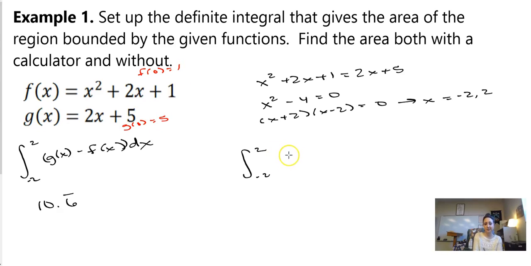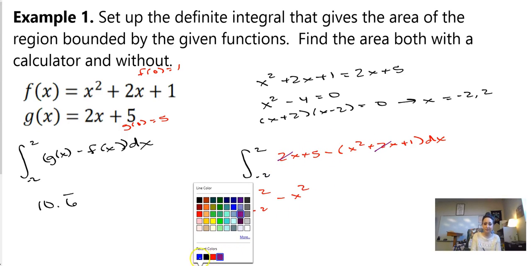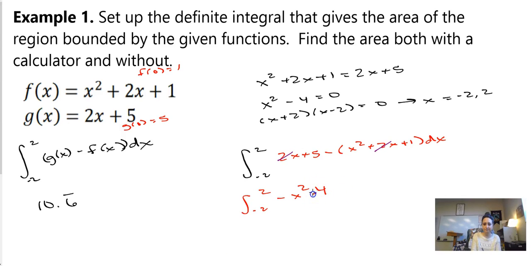So that tells me I need g of x, so 2x plus 5, minus f of x, so x squared plus 2x plus 1. All right, again, if this is not calculator active, I need to anti-derive and plug in, right? But let's make sure we clean stuff up before doing the calculus if possible. So let's do descending order here. Negative x squared. I have 2x minus 2x, so those are going to go away. And then I've got 5 minus 1, so that becomes positive 4 dx.